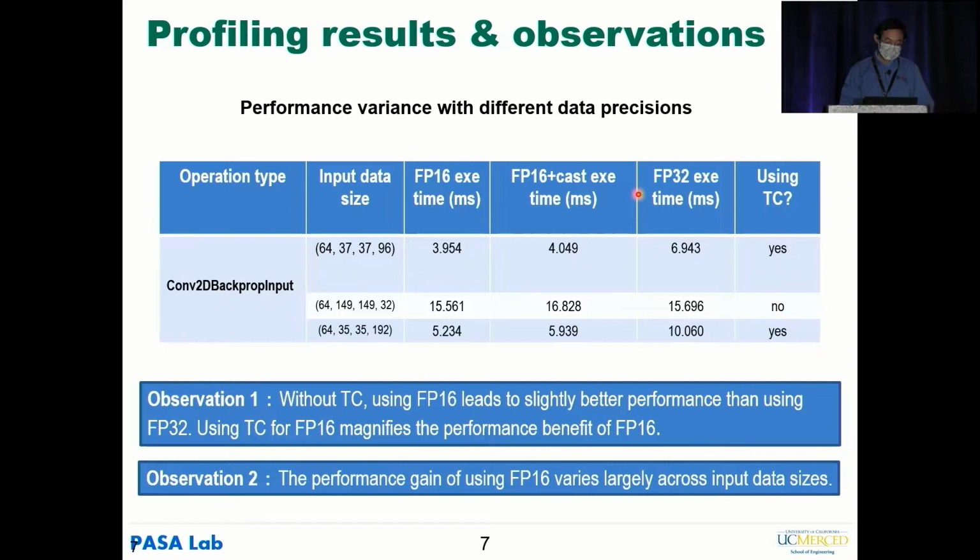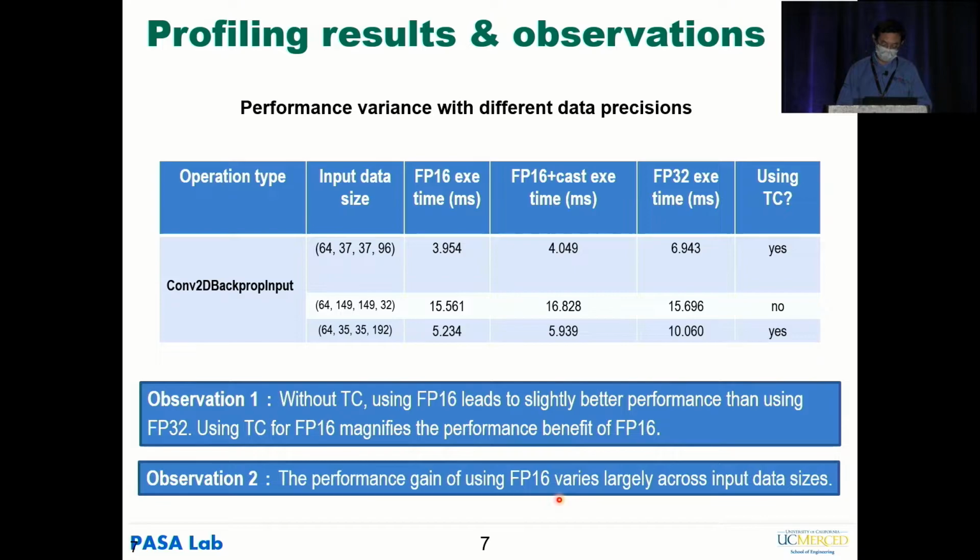And based on this result, we are also able to make another observation. The performance gain of using low precision actually varies a lot across input data size, okay? In this example, it's not only about whether using TC or not that gives you such a large performance difference. It's also about whether you are able to efficiently use the precision casting. Because look at how the casting is implemented. It's about how often you use bit casting, how often you use truncation, how large is your output. And all of this is related to input data size. So the performance gain will vary a lot across input data size.